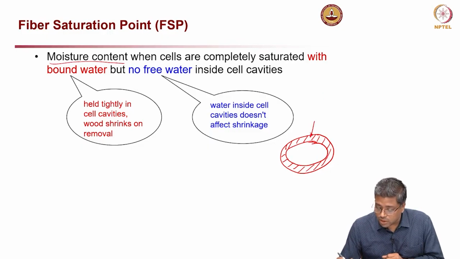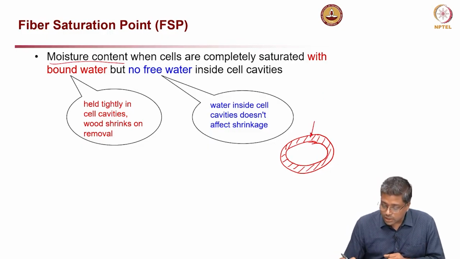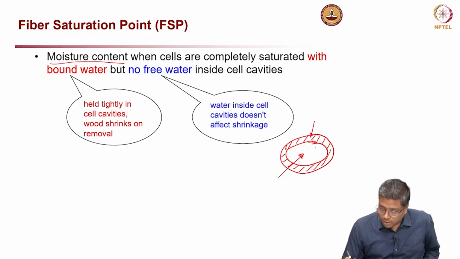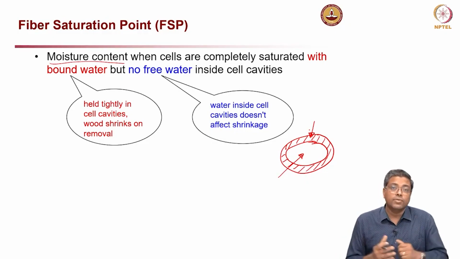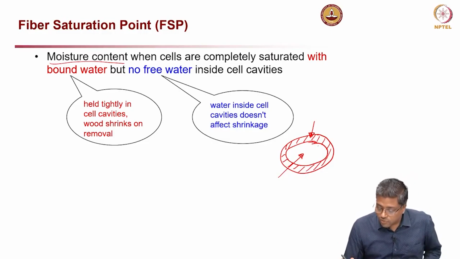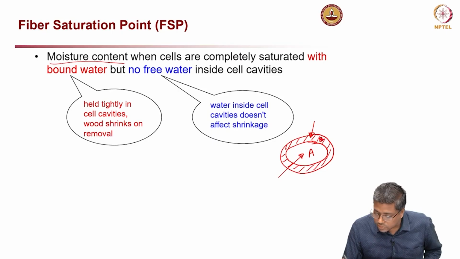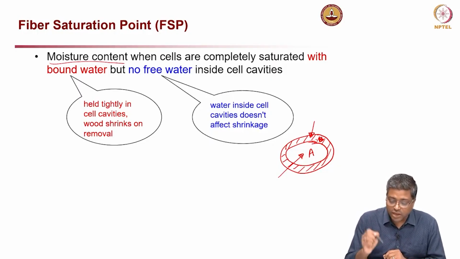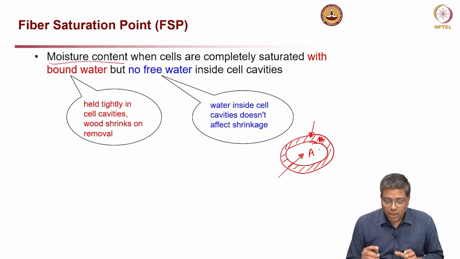So, this is the bound water which you are talking about. Now, the water inside the cavity, the second one, this one, the water inside the cavities does not affect the shrinkage, okay. So, first, when you try to dry wood, let us say I am going to call this region A and then region B, okay. First, the water in the region A will evaporate, that is the free water.